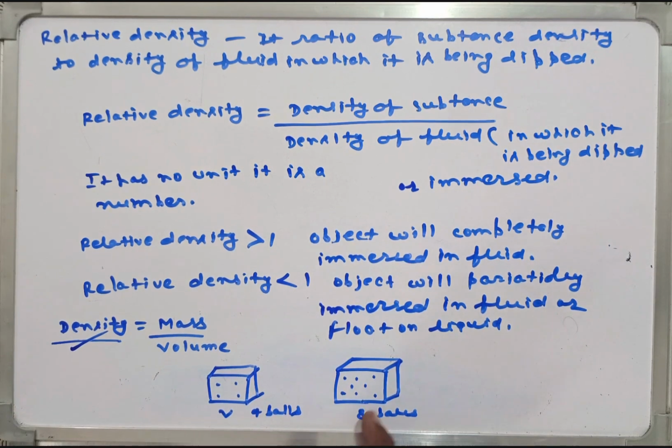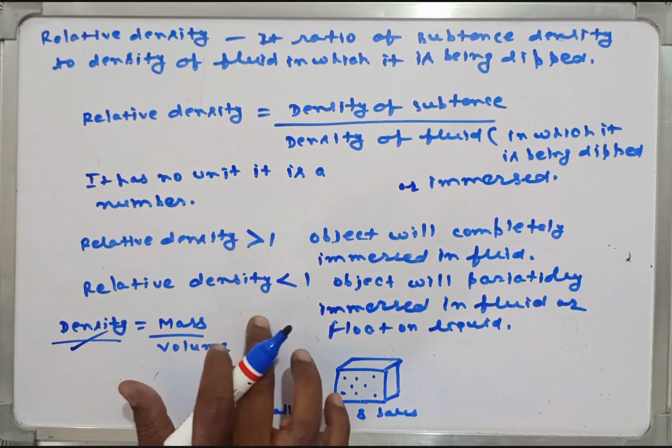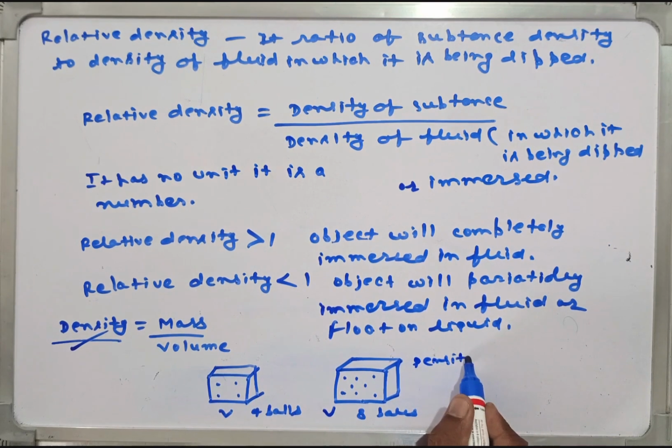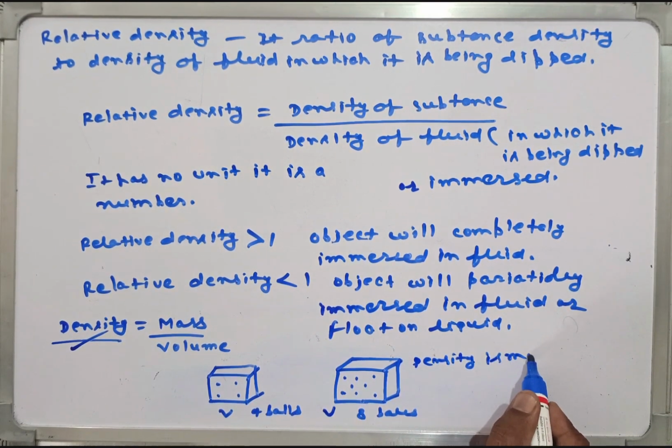Because see here, if we are talking about mass, then this volume has 8 balls, or this volume has only 4 balls, so the mass will be more. Now the volume is constant in both cases, so the density in this case is more. Okay, so guys, next we will see one numerical problem for your better understanding.